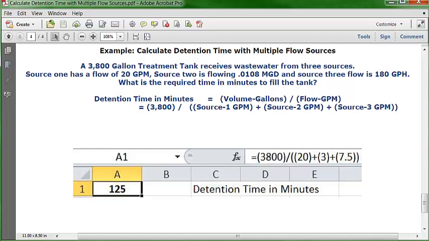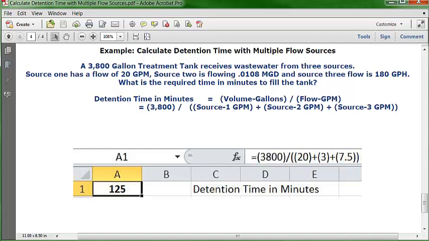So now we go back to our basic problem that we started out with in the beginning, where we want to calculate detention time with multiple flow sources. We have three flow sources, and we've got to fill up a tank of 3,800 gallons. Source 1 is 20 GPM flow, source 2 has a flow of 0.0108 MGD, and source 3 has a flow of 180 gallons per hour. And we're going to insert this into our formula.